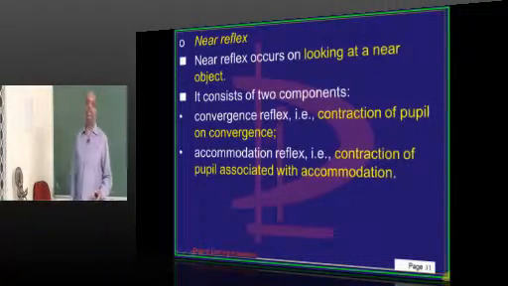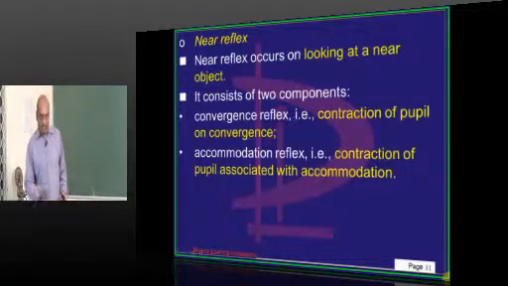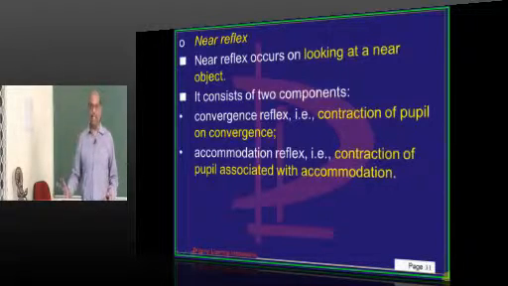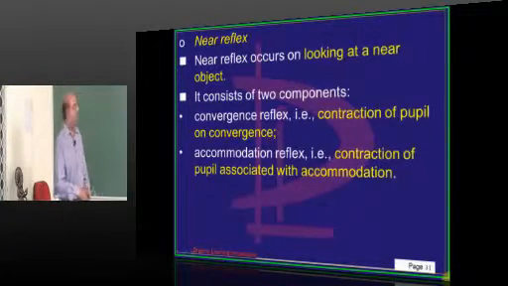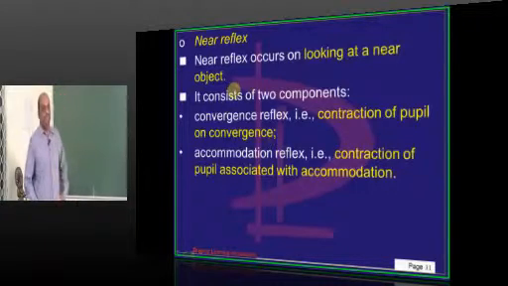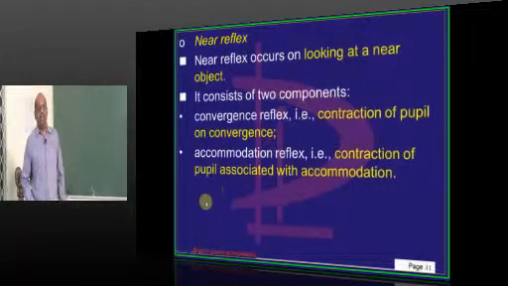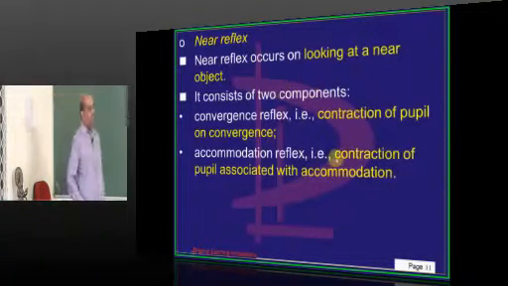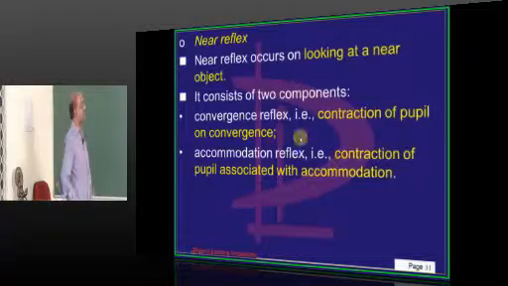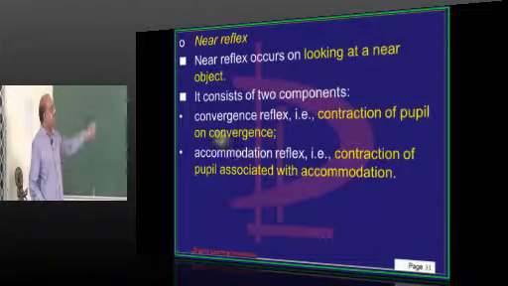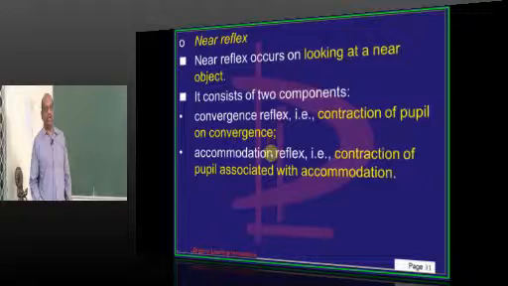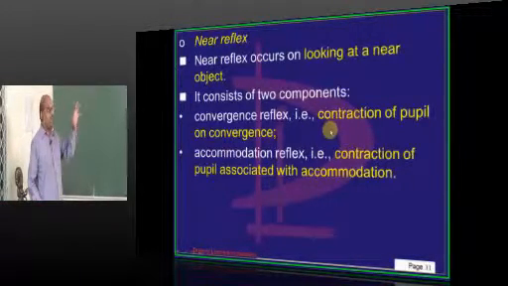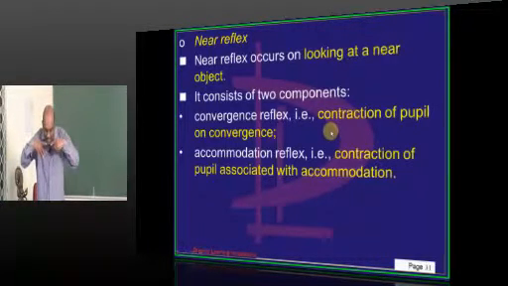You understood now? So who is decussating? Nasal fibers are decussating, temporal fibers are passing ipsilateral. Okay, doctor? Now, one more thing we need to understand is, this is the light reflex. Then comes near reflex. What is the meaning of near reflex? Whenever you look towards a near object, there is a convergence reflex. What is the meaning of convergence? Whenever you look towards a near object, there is a contraction of the pupil when both eyes are converging.